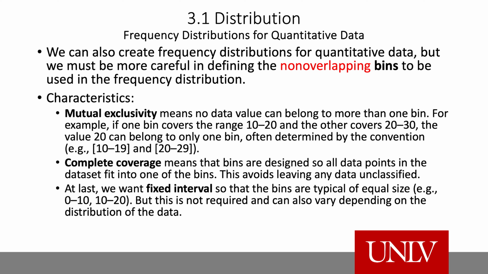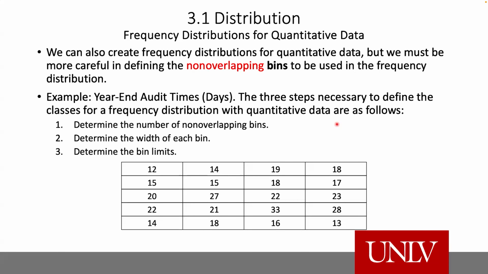Once bins are designed, we can calculate the frequency distribution just like what we did for categorical data, but with intervals instead of categories. So how do we actually build those bins? There are three steps. The first one is to determine the number of non-overlapping bins. The second one is to determine the width of each bin. And the third one is to determine the bin limits.